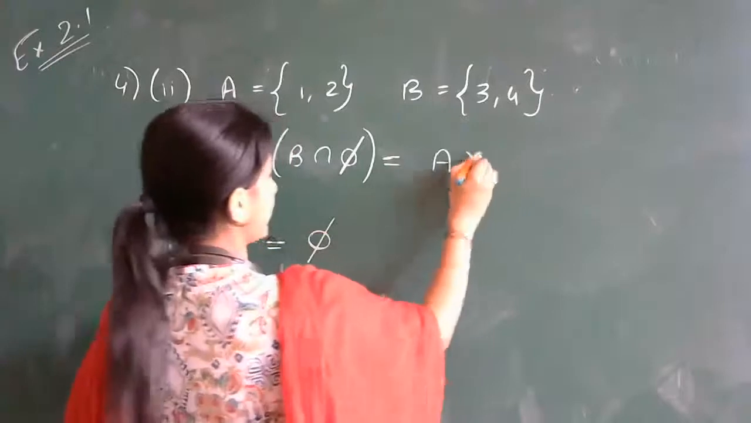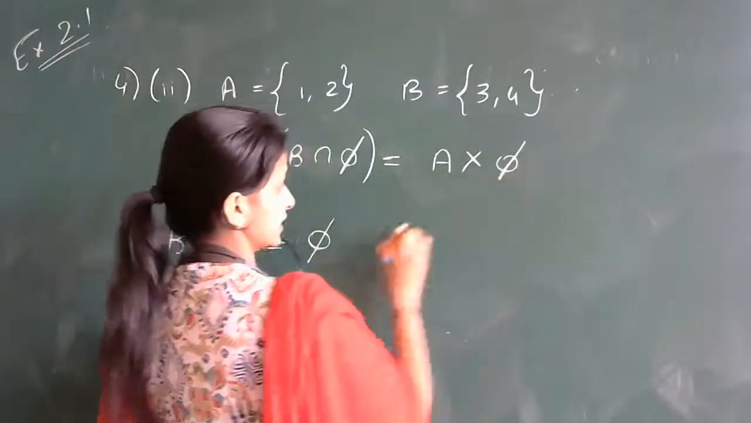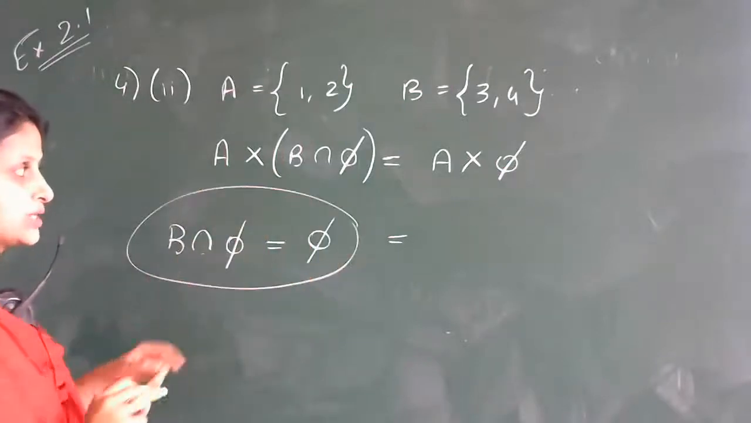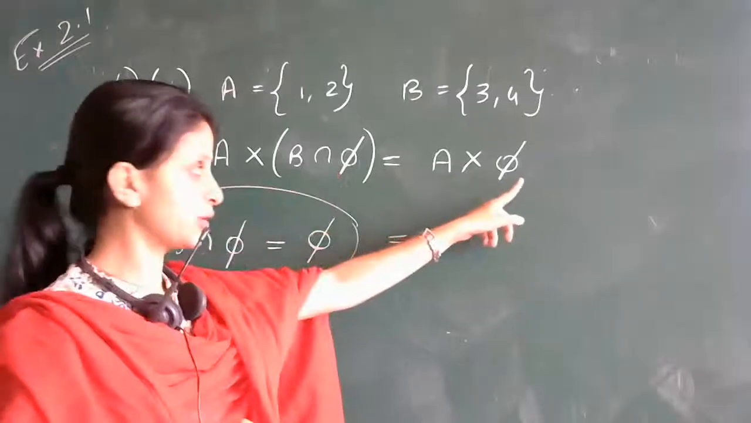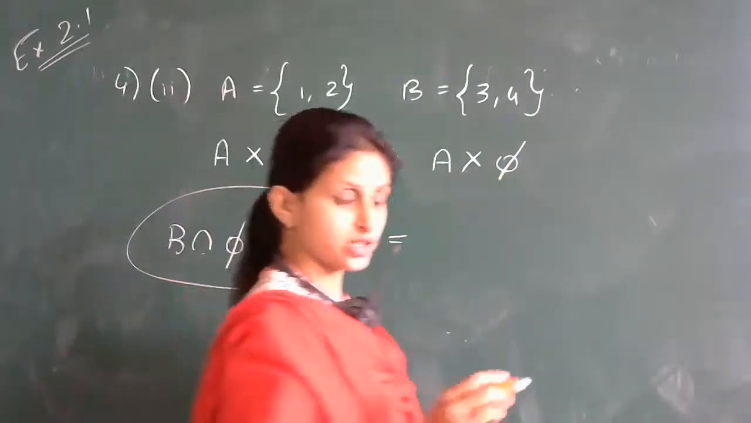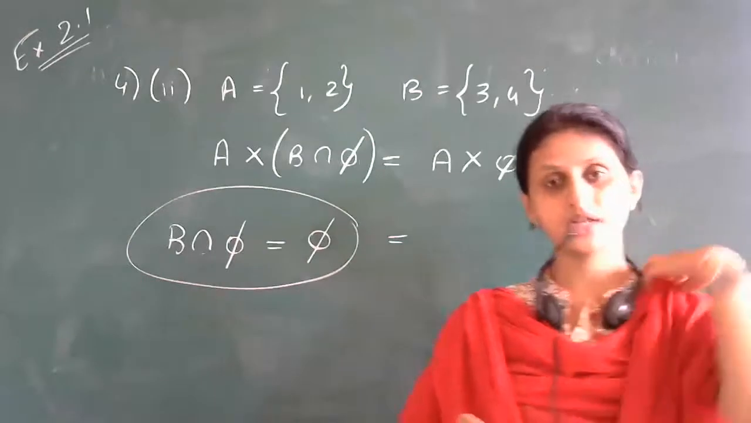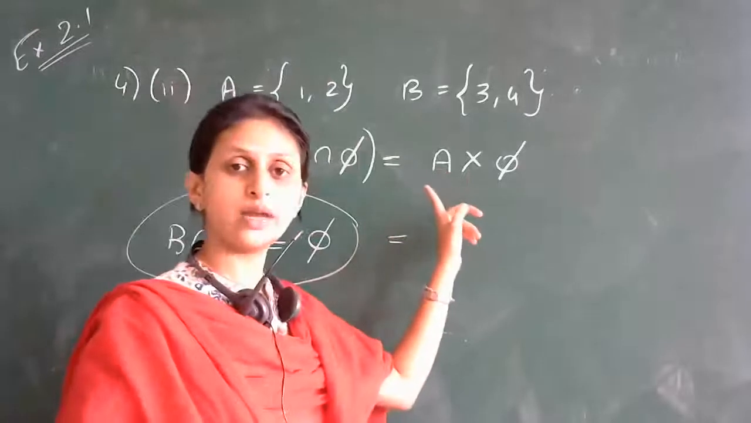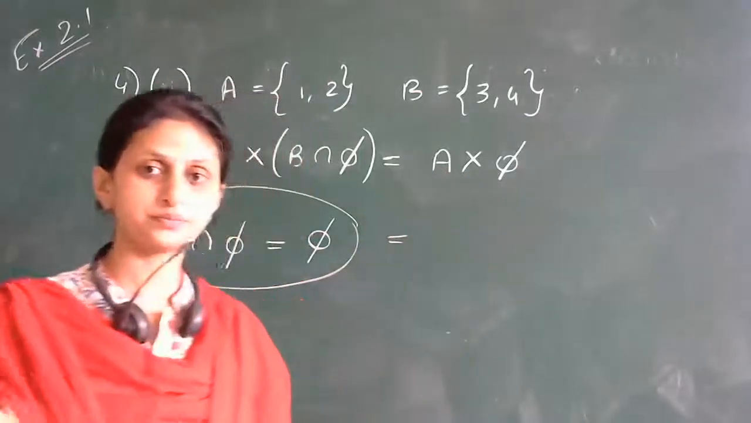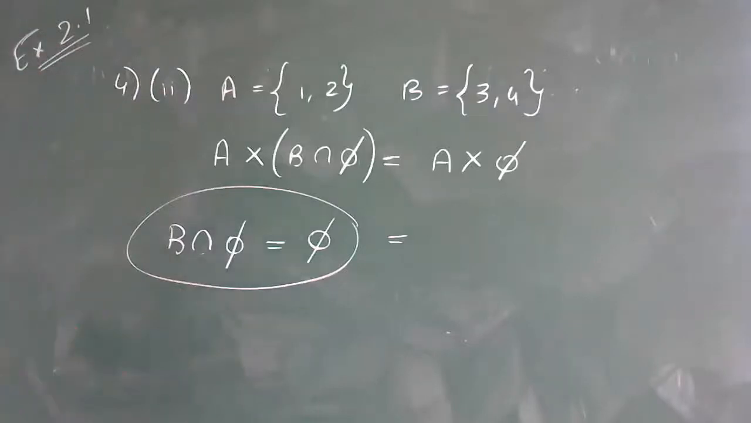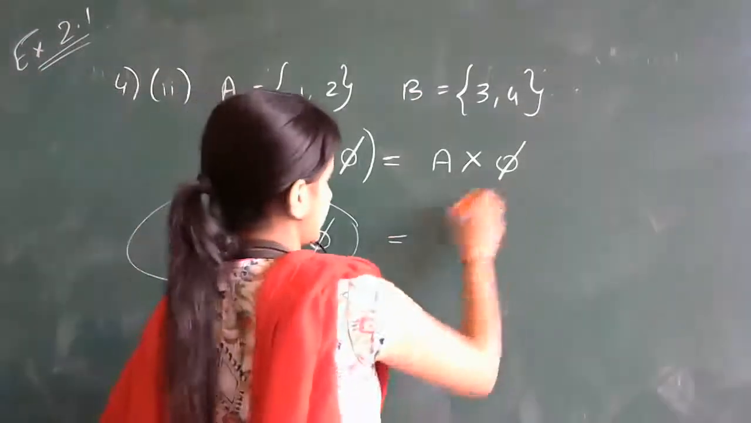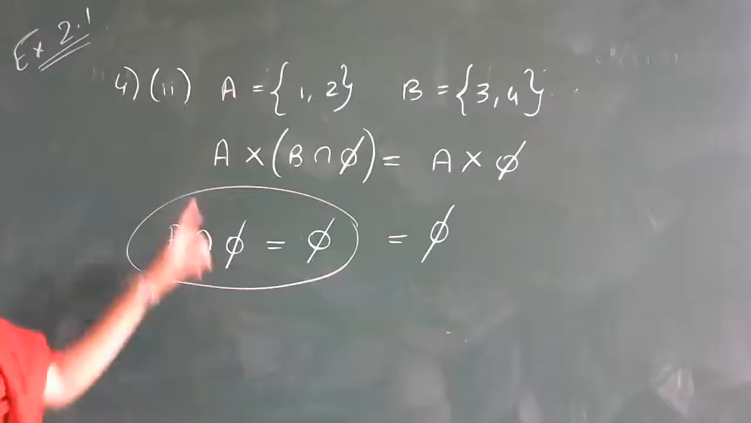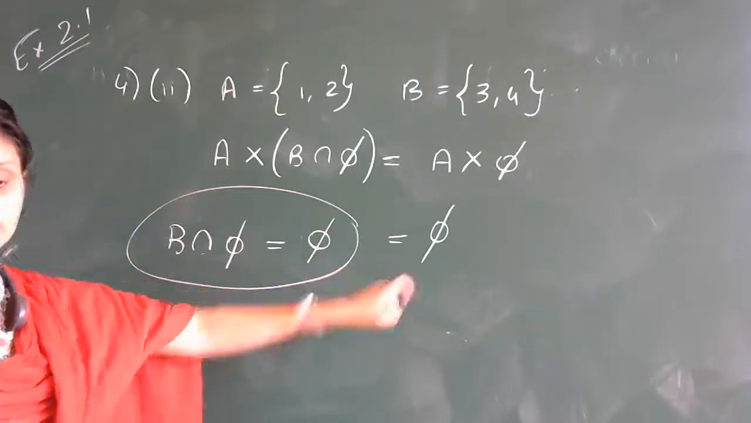So A cross B intersection null set is null set, right? Due to this reason, B intersection null set is equal to null set. So what will you get? A Cartesian product null set. And in the remarks of Cartesian product, which we studied in my previous class, what did we study? Cartesian product of any set with the null set is equal to what? It is equal to the null set. So on the whole, this thing is equal to the null set.